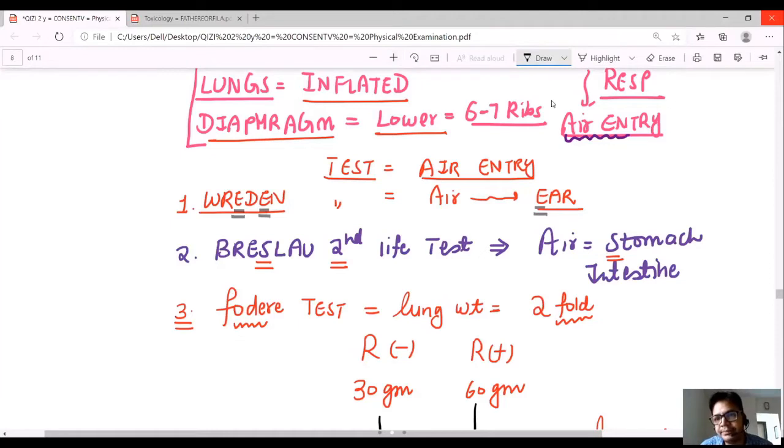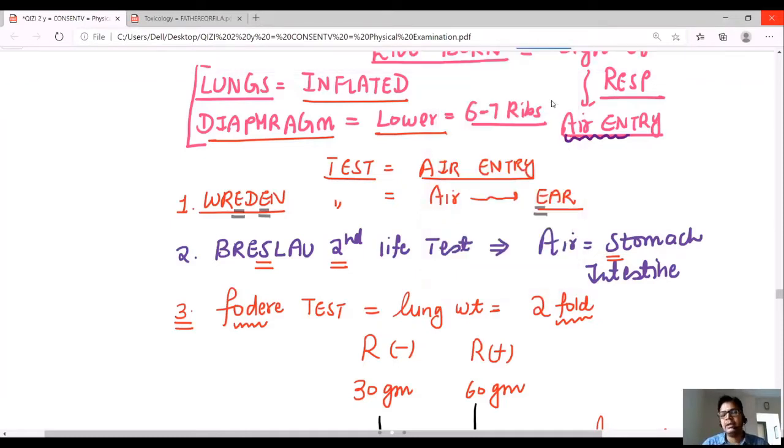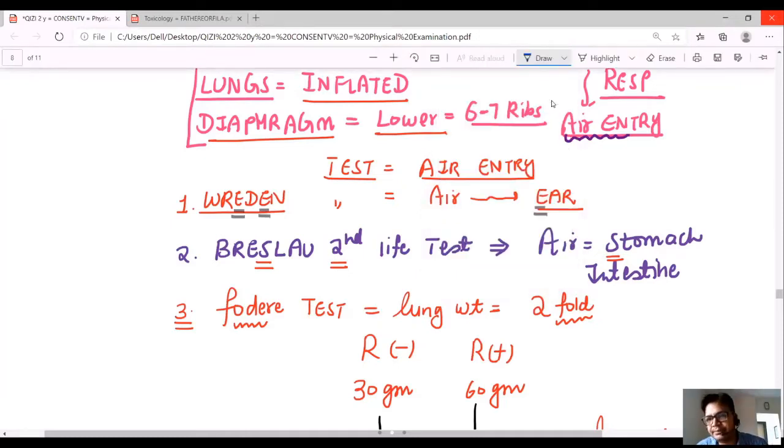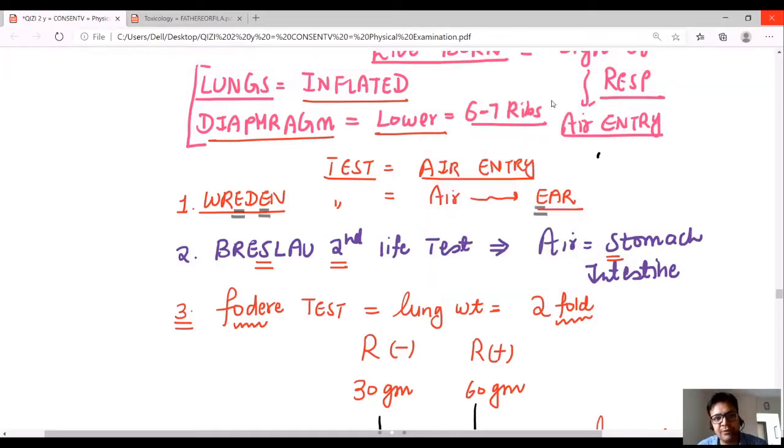We have to look at it. Live bone means the fetus who has respired after coming out, that is known as live bone. Respiration is present. So lungs are inflated. Diaphragm will be at lower position. This diaphragm position will be 6 to 7 ribs, because lungs are inflated.